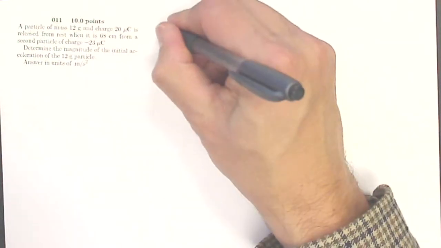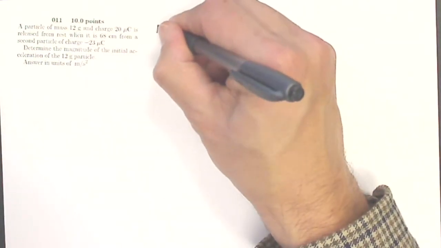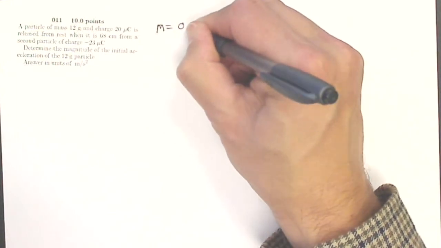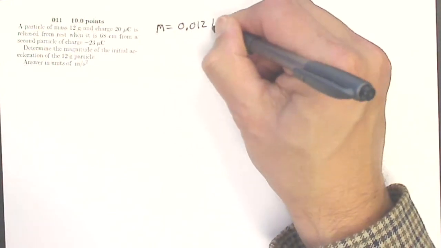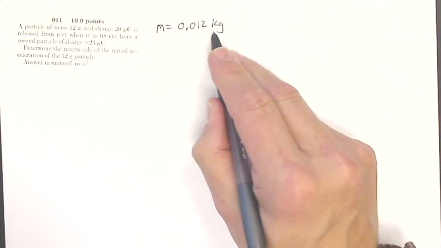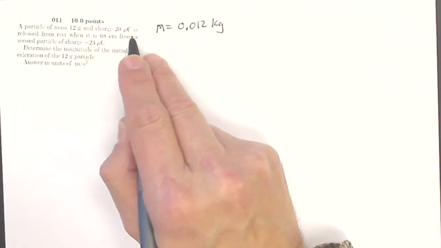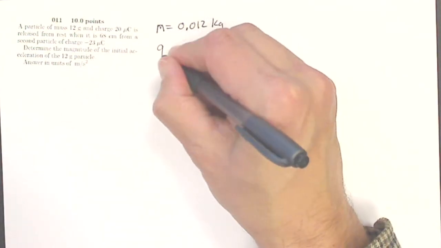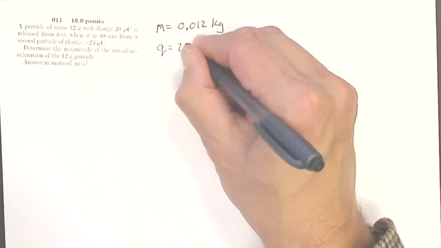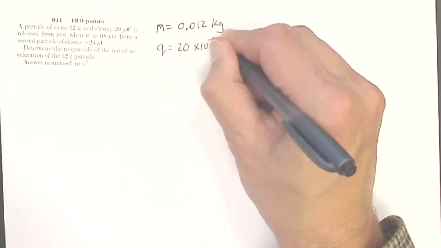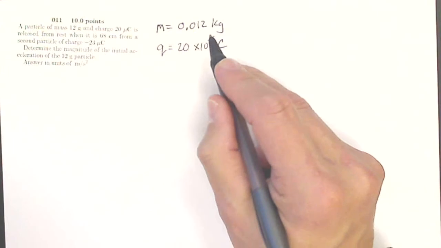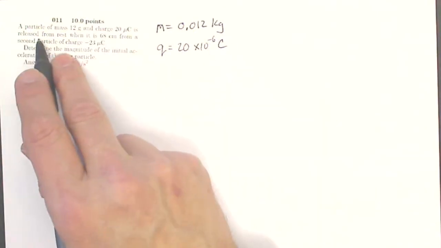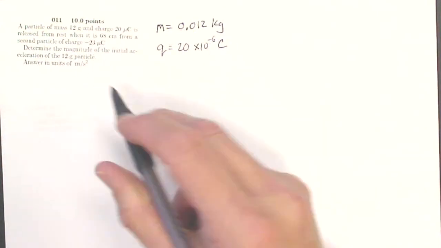A particle of mass 12 grams, well, I should write that immediately as my mass equals 0.012 kilograms before I get messed up. That's 12 grams. And a charge of 20 microcoulombs. So my charge, Q, is going to be 20 times 10 to the minus 6th coulombs. That's 20 microcoulombs. Is released from rest when it is 68 centimeters.